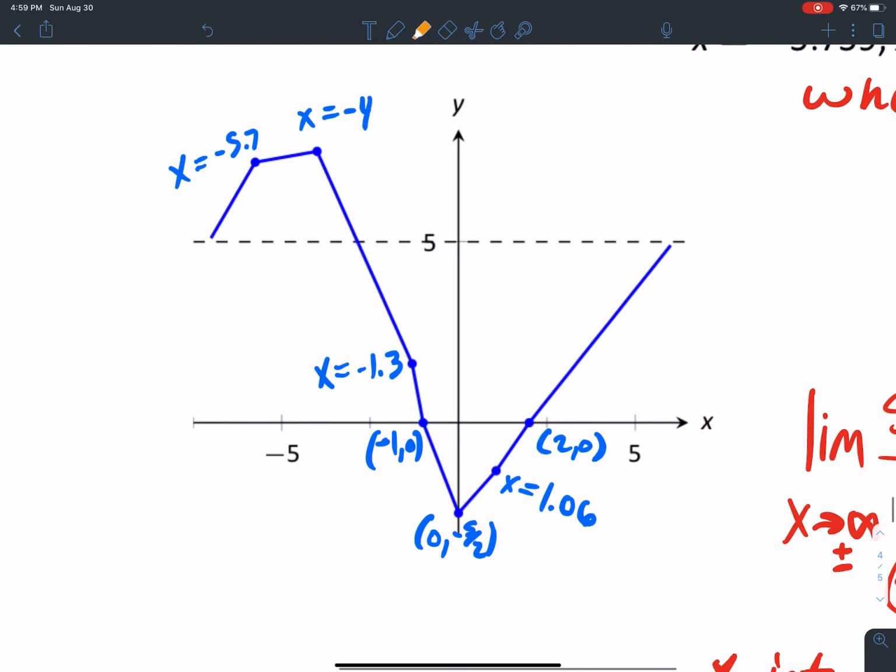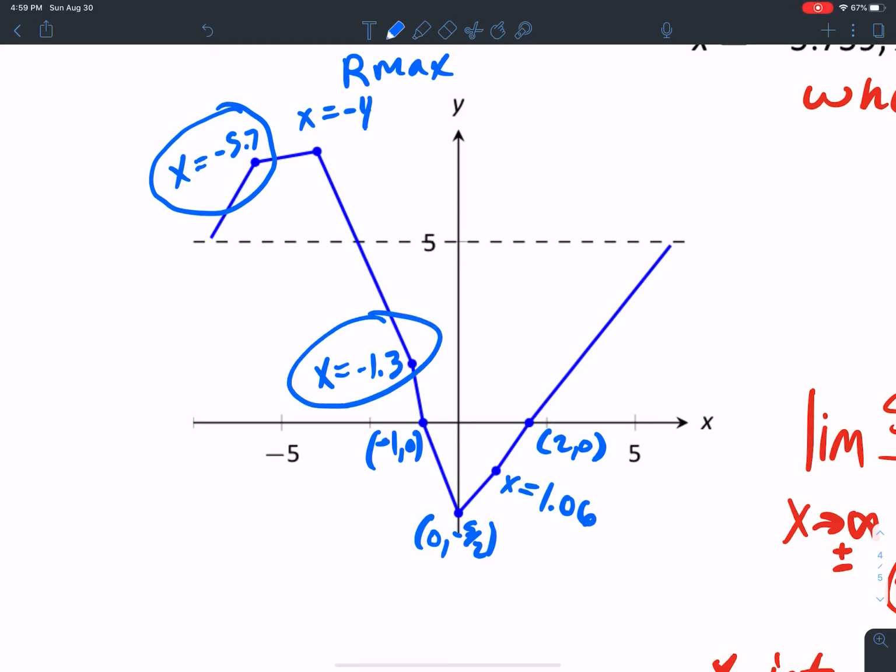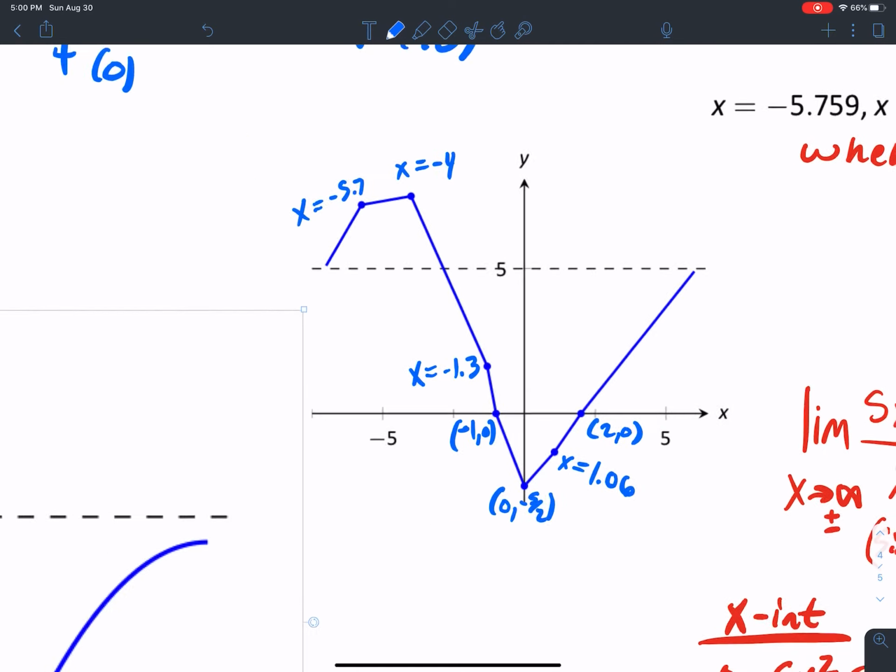So I'm going to zoom in for you here. This was a concavity change. This was a relative max. Concavity change, x-intercept, relative min, concavity change, and then x-intercept here. Okay, so those are all my points there. You'll need to find the y values.